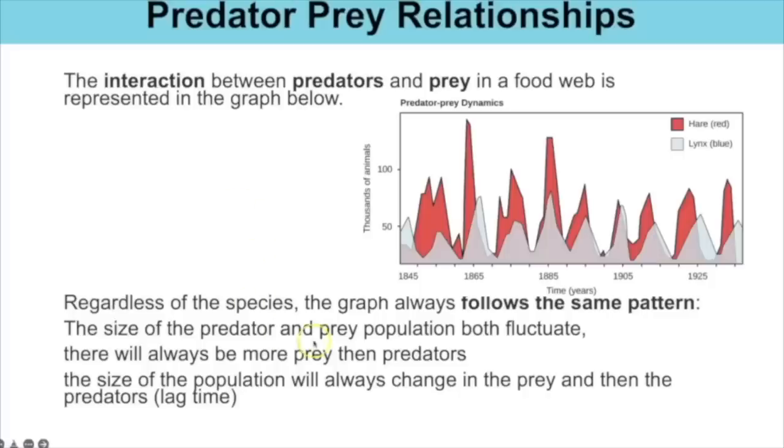The predator-prey relationships you will see presented in graphs like this, which are called predator-prey graphs. And regardless of the species, the graph always follows a very similar pattern. The size of the predator and prey populations will both fluctuate. There will typically be more prey than predators because there has to be more prey to sustain the predators because they are eating them. And the size of the population change will always have a slight lag. So whatever happens to the prey, that will then happen to the predators shortly after. So the prey will increase first, then the predators will. The prey will then decrease because they're being eaten by the predators. But then because their population decreases, so will the predators.